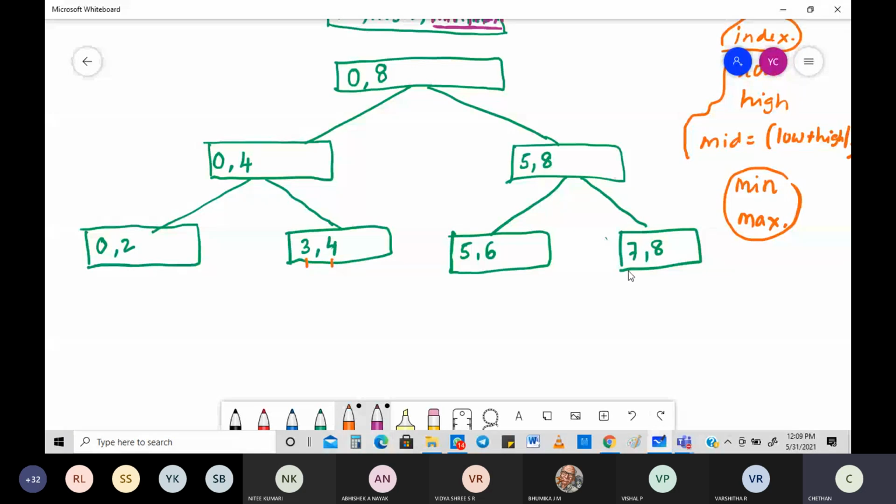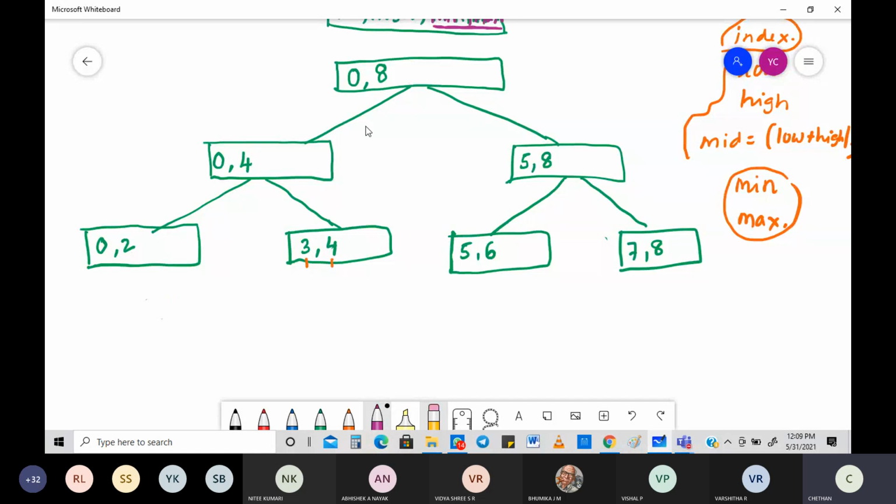But what about here? Here there are more than two values, right? You figure out 0, 1, 2. See, there are not two values. There are three values here. So what do we need to do? We need to again split this. So if you split this, what is going to happen?